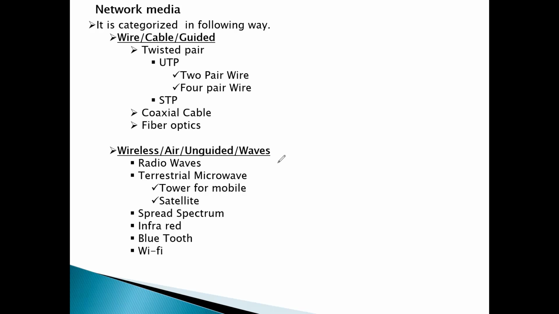Now, second category is wireless. We also call it air or unguided waves. It can have radio wave, microwave, and spread spectrum. These are all long range. Infrared, Bluetooth, and Wi-Fi are short range. These are short range and available free. Radio is used in radio transmission, microwave is used in mobile towers and satellites, spread spectrum, kind of that.